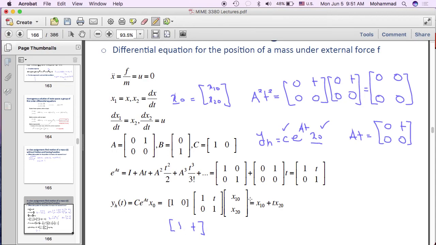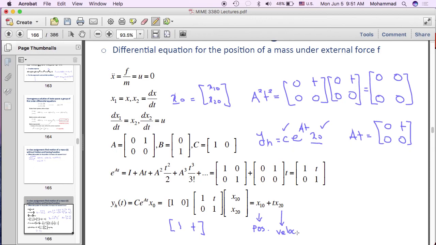Then you take this and multiply it by x naught. So 1 gets multiplied by x1 naught, so the result is x1 naught, plus t gets multiplied by the second one, so t x2 naught. So remember, x1 is position at time 0, and x2 is velocity at time 0.